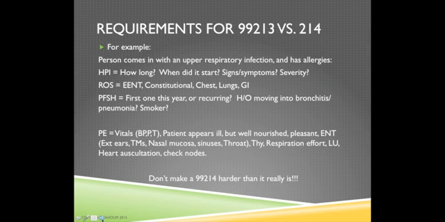For physical exam, you get the vitals, patient's overall appearance, so that's all constitutional, and EENT, and those are the components I get. External ears, what do their TMs look like? Nasal mucosa, sinuses, throat. Check their thyroid because you're already there. Respiration effort, lungs, heart auscultation, and check their nodes. You could do this in 5 minutes, and that's a 99214. So you don't have to make it harder than it is. It can be quite straightforward and not take a lot of time.